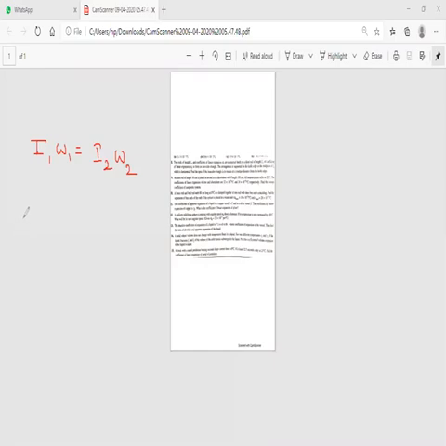So the moment of inertia formula we can write as m k1 square omega 1. Of course, mass remains the same, but the k value will change, equal to m k2 square omega 2. This is the formula according to moment of inertia. But of course, m is the same, even on heating. So m will get cancelled. Finally, you will have k1 square omega 1 equal to k2 square omega 2.